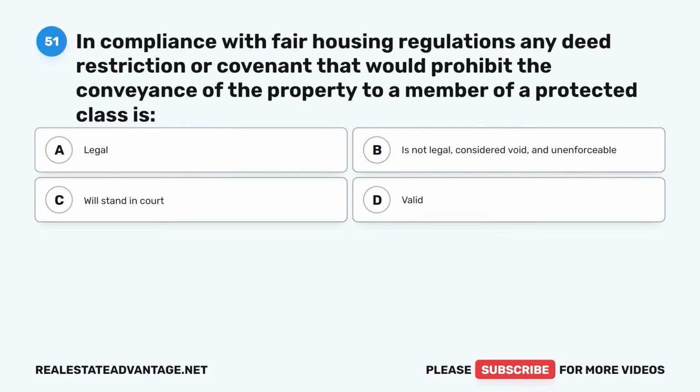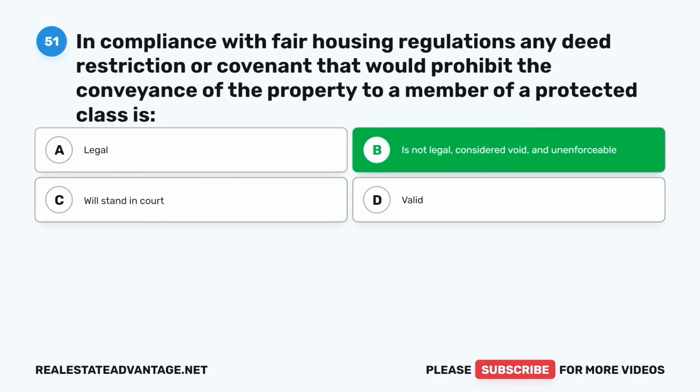Question 51. In compliance with fair housing regulations, any deed restriction or covenant that would prohibit the conveyance of the property to a member of a protected class is: A. Legal. B. Is not legal, considered void and unenforceable. C. Will stand in court. D. Valid. The correct answer is B. Is not legal, considered void and unenforceable.